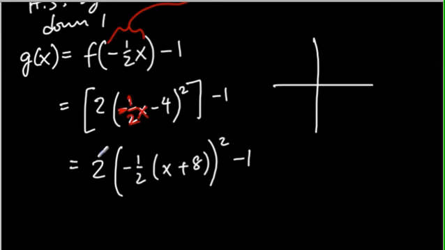And there's a vertical stretch of 2 and a horizontal stretch of 2 as well. And this is negative 8 because it's to the left and down 1. So it's right there, and basically it looks like that.